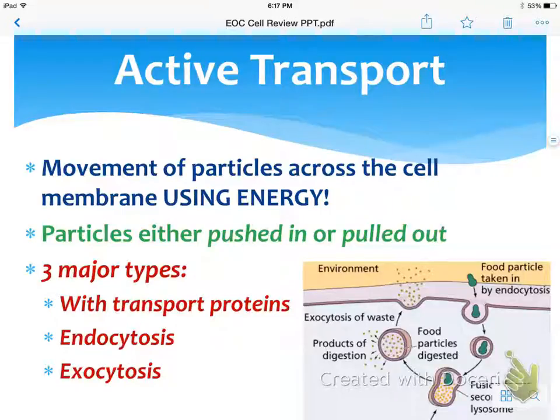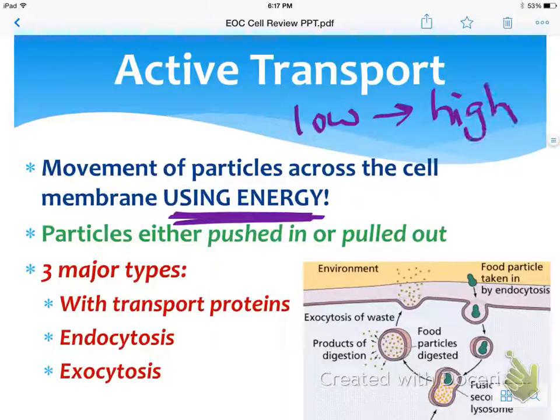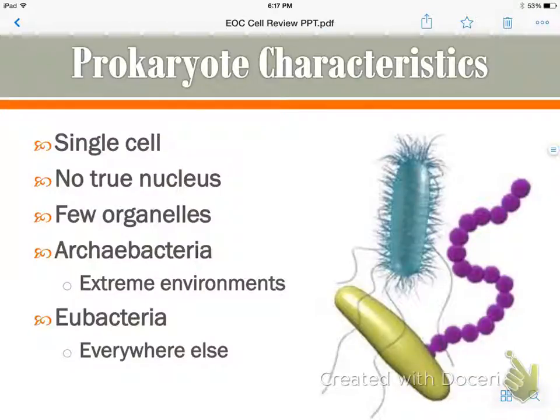Active transport, then, is the movement of particles across the membrane using energy. This is going from low to high concentration, which is against the gradient, uphill. So there's 3 types here. So transport proteins, endocytosis, which means in, exocytosis, which means out of the cell.